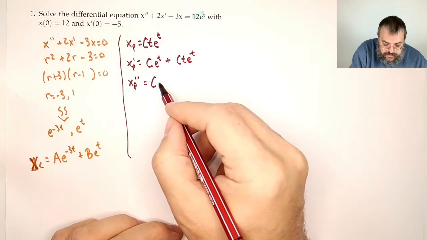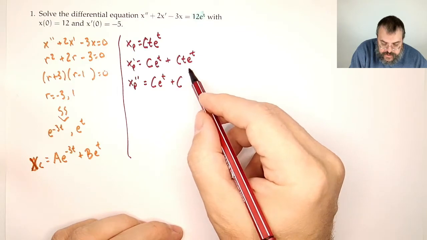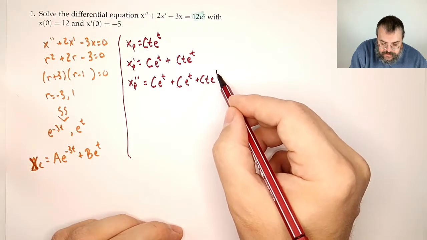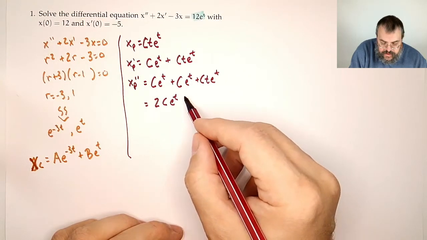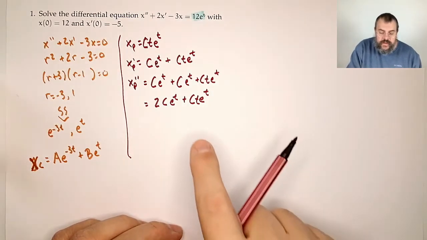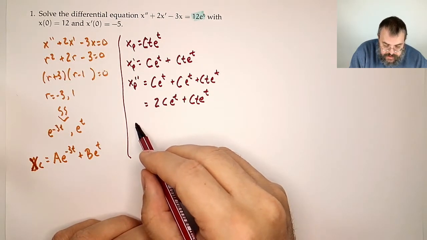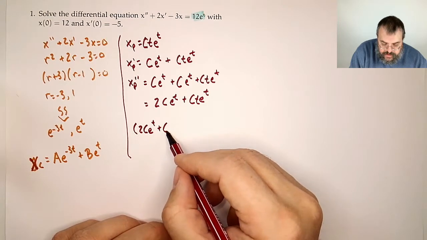All right, well, derivative of e to the t is e to the t. And now product rule again. Derivative of the first times the second, plus the first times the derivative of the second, which we can write as 2c e to the t plus c t e to the t.